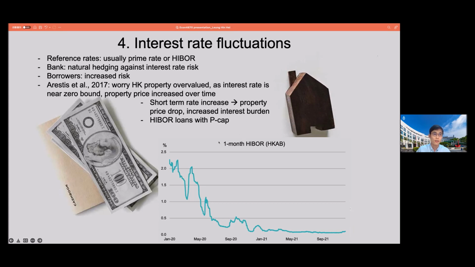However, for the interest rate, borrowers may be safer, because HIBOR loans usually come with a prime cap, which means the HIBOR rate would not exceed the cap set with reference to the prime rate, and the prime rate is usually more stable than the HIBOR rate.